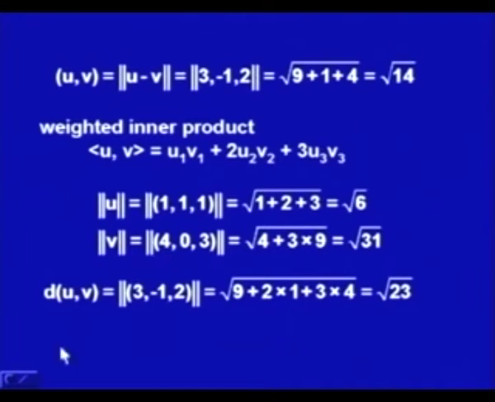Now, the distance between u and v with this weighted inner product is the norm of (-3, 1, -2). This comes out to be 9, plus 2 times 1, plus 3 times 4, which comes out to be the square root of 23.